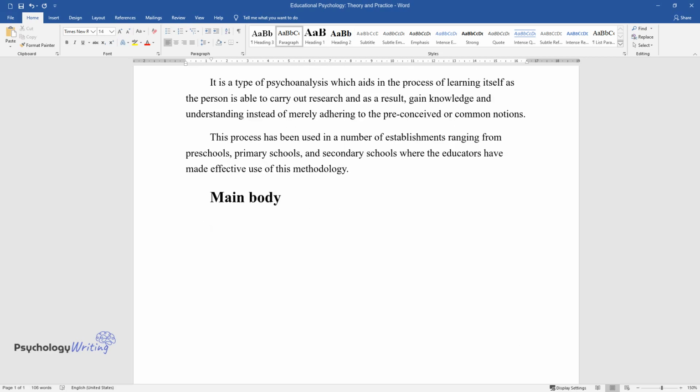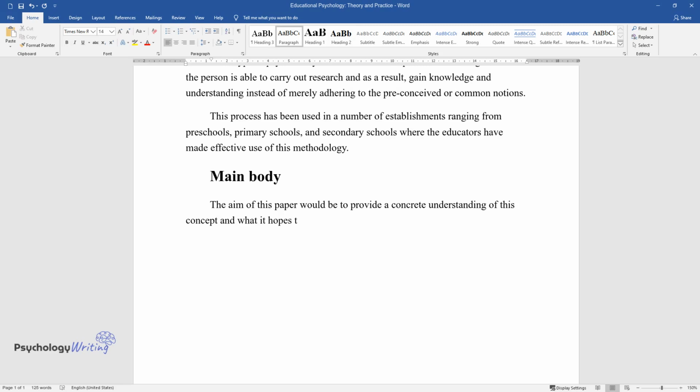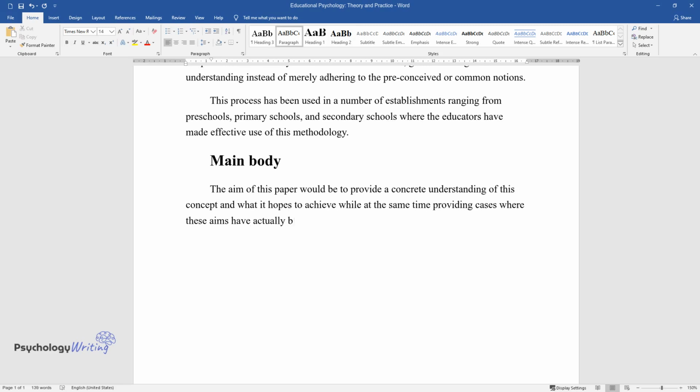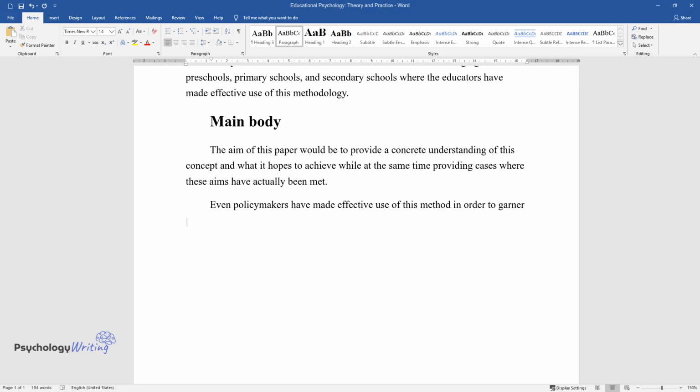Main body. The aim of this paper would be to provide a concrete understanding of this concept and what it hopes to achieve while at the same time providing cases where these aims have actually been met. Even policymakers have made effective use of this method in order to garner support for certain policies which they believe to be useful for serving the public.